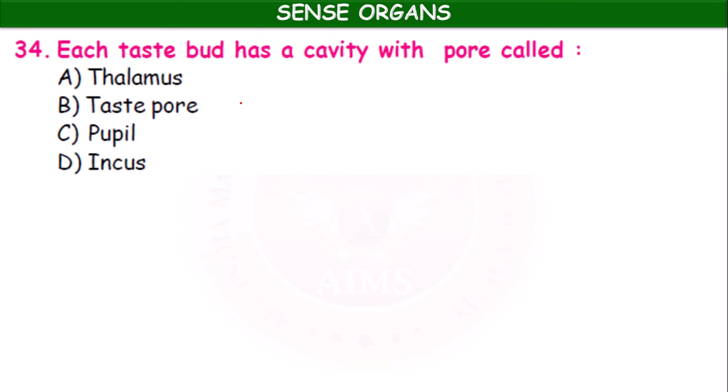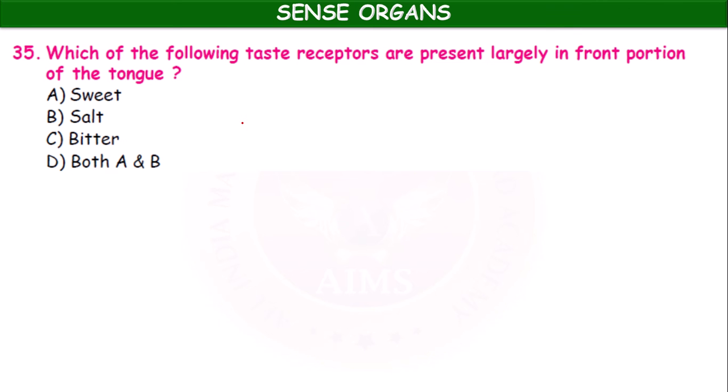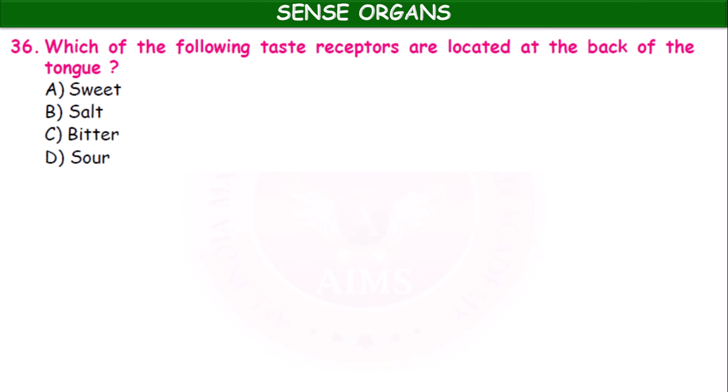Each taste bud has a cavity with a pore called thalamus, taste pore, pupil, incus. Which one? Taste pore. Which of the following taste receptors are present largely in the front portion of the tongue? Sweet, salt, bitter, both A and B. Both A and B. Which of the following taste receptors are located at the back of the tongue? Sweet, salt, bitter, sour. It is the bitter, located at the back portion of the tongue. That is why after swallowing we feel bitter, is it not?